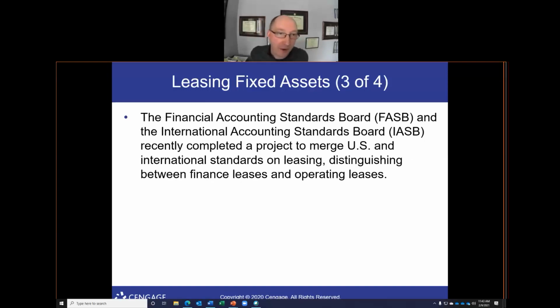Leasing is governed by the Financial Accounting Standards Board and the International Accounting Standards Board. They have developed ASC 606. It's actually really new. This just came out in 2020. This is a rule in accounting that helps us govern leases and how we expense leases out.